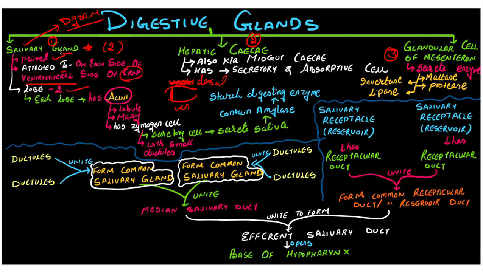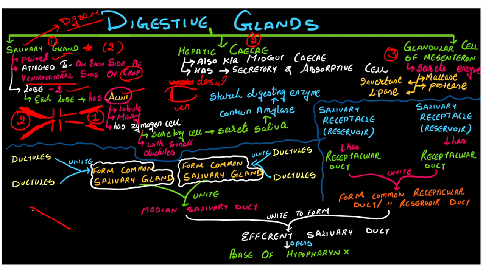Now, how many lobes are present in the salivary gland? You will see 2 lobes are present. Suppose this is your salivary gland. So 2 salivary glands you will have. Now each of these 2 salivary glands will have 1 lobe, second lobe. So this is 1 salivary gland, this is the second salivary gland. So each salivary gland has 2 lobes. Each lobe has acini. So if I'm talking about 1 lobe, it is having acini.